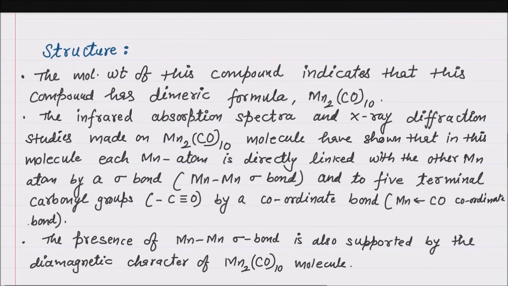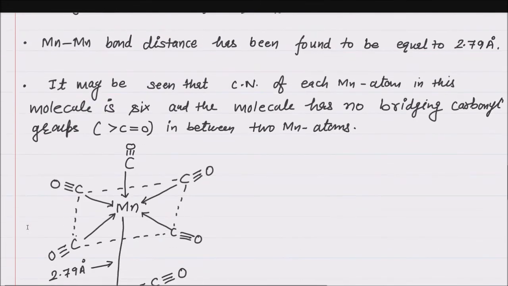Now come to the structure. As per the old theory, the molecular weight of this compound indicates Mn(CO)5 twice, which is Mn2(CO)10. So its molecular weight indicates that it is dimeric in nature. Now infrared absorption spectra and X-ray diffraction studies made on dimanganese decacarbonyl show that manganese is directly attached to the other manganese by a single bond, that is a sigma bond, and to 5 terminal carbonyl groups by coordinate bonds.